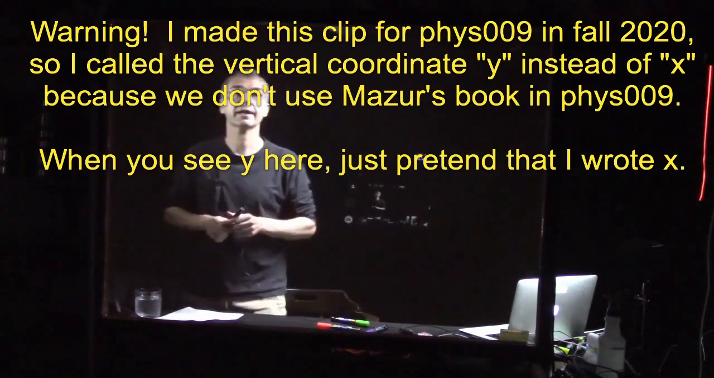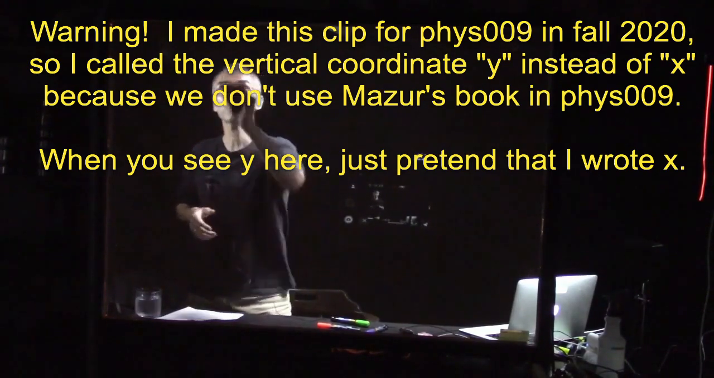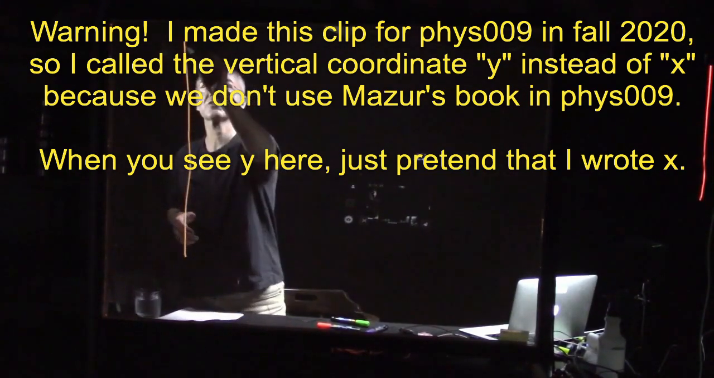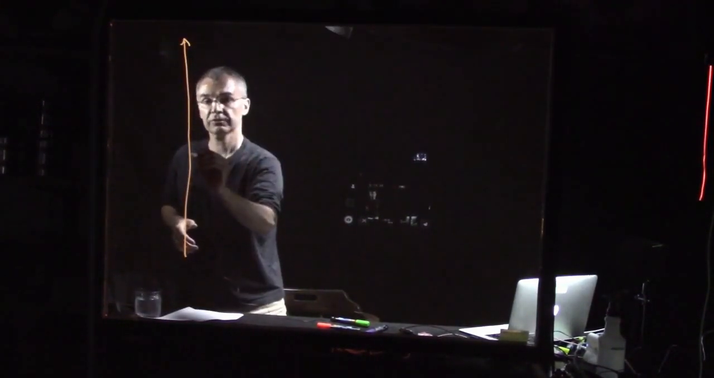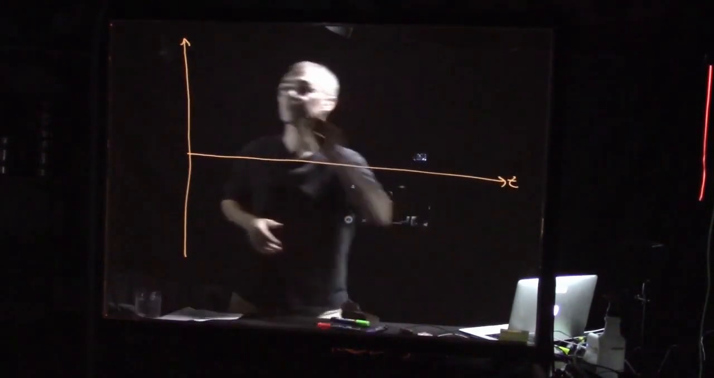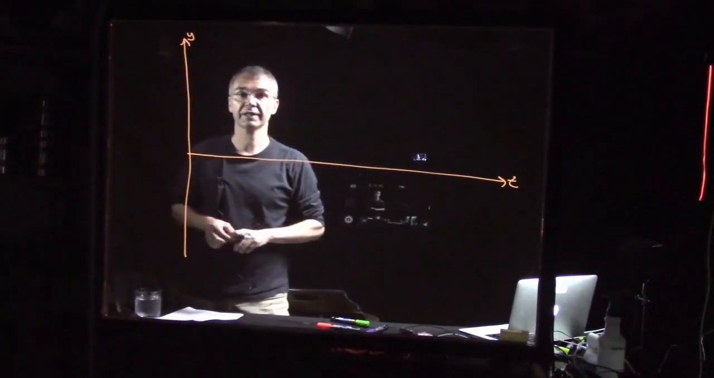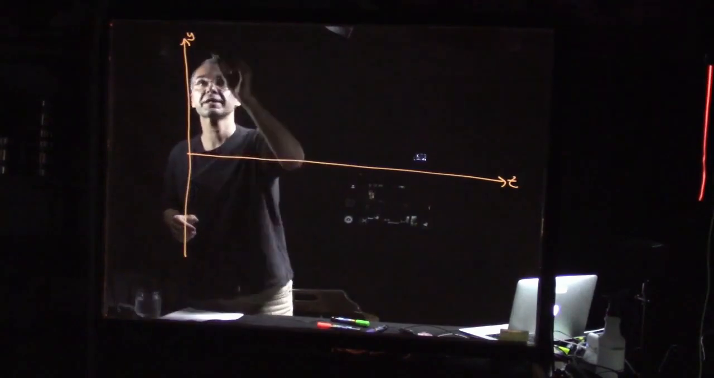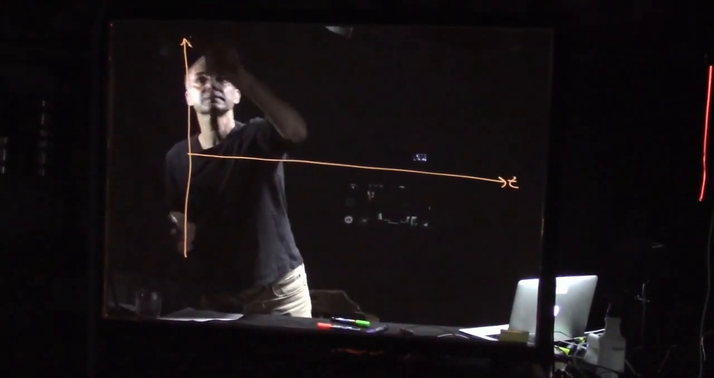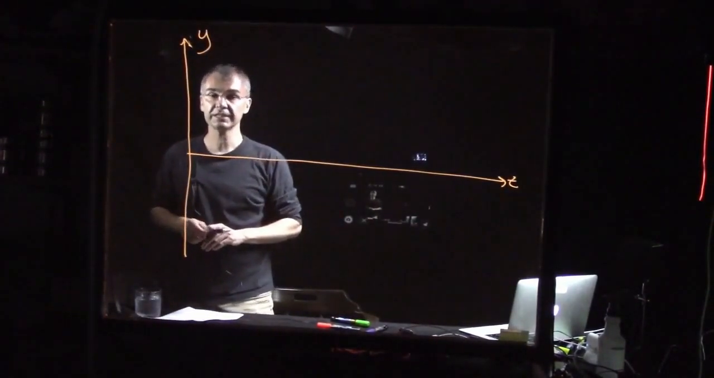So let's look at the vertical position. I think I'm going to try to make one big set of axes and draw everything on one big set of axes this time. So here is time. And this will be the vertical coordinate, y. Maybe I should make y bigger. Okay, there's y versus t.